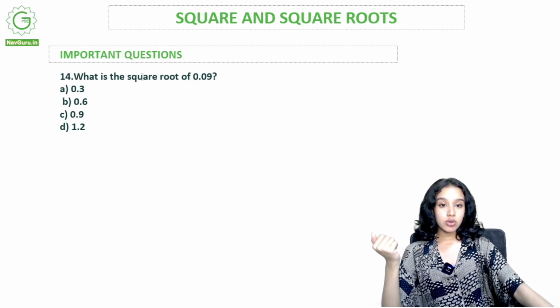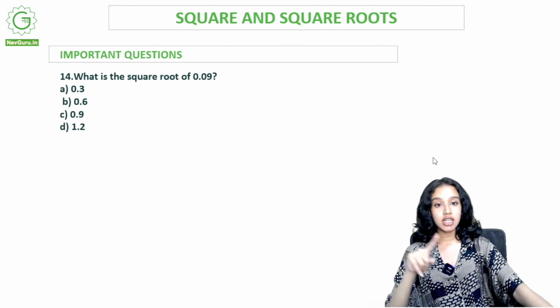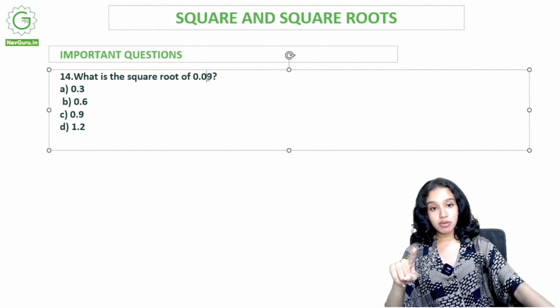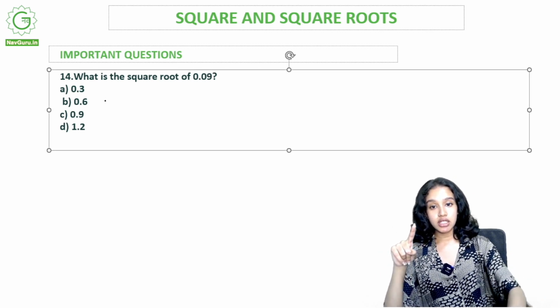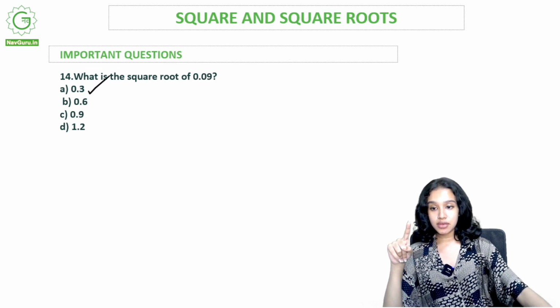What is the square root of 0.09? Very easy question. 9's root is 3 and skip half of the decimal place, so it becomes 0.3.